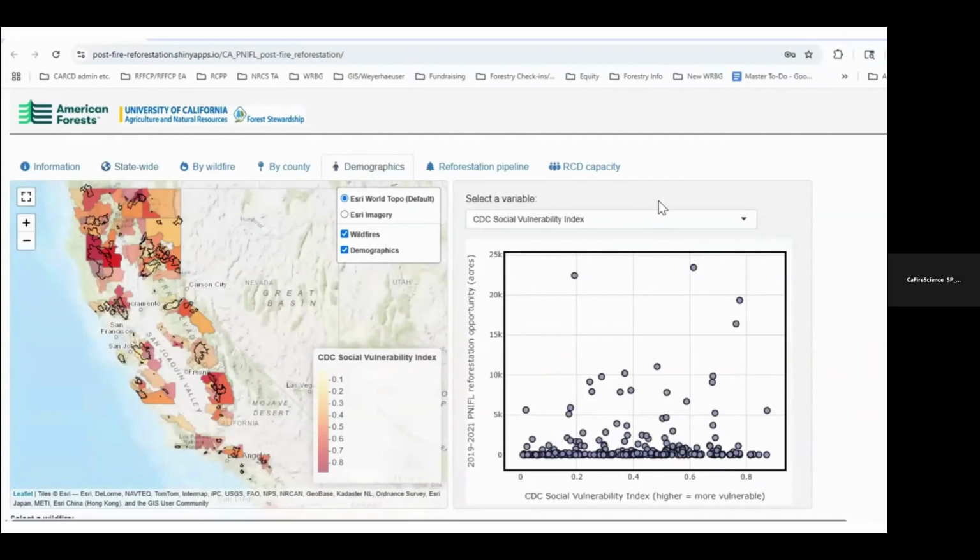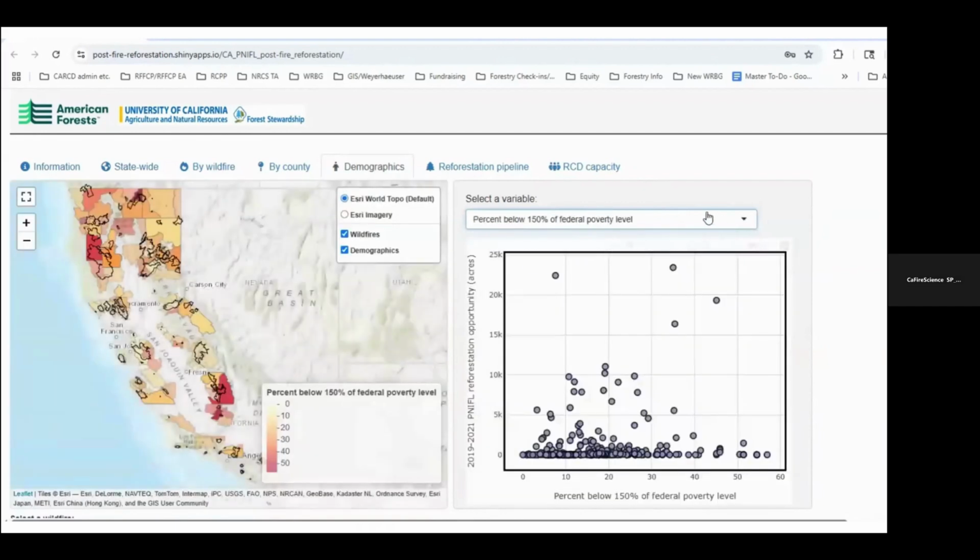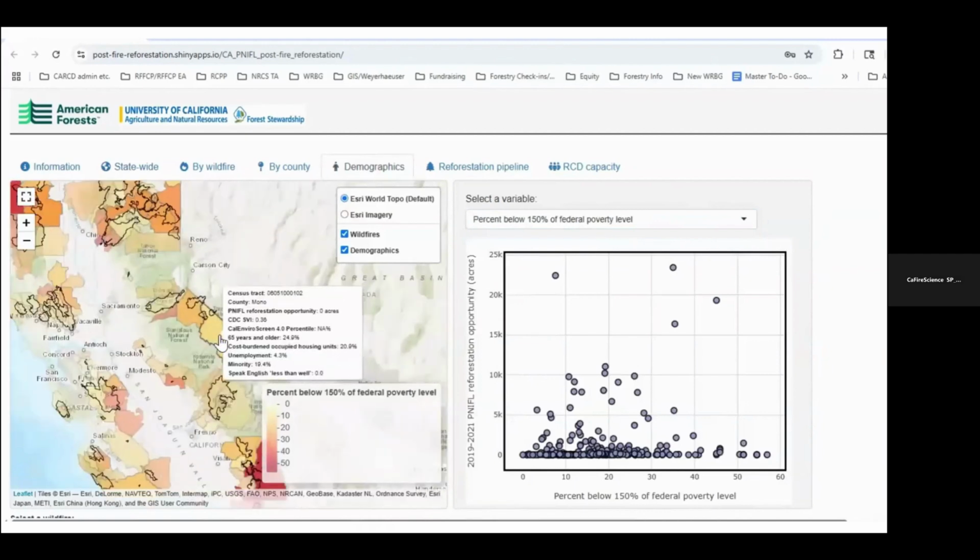One example, CARCD had a funding opportunity come up where high need for assistance alongside communities that qualified as underserved was a requirement for the funding. So this tool would have been extremely helpful for identifying where in the state that funding would best be directed.